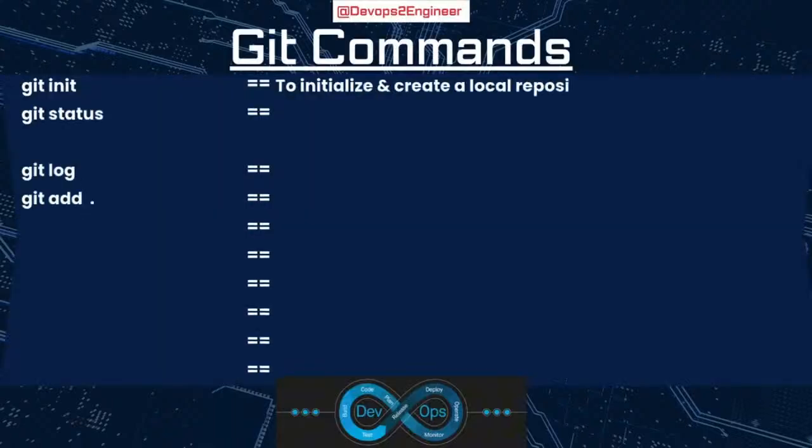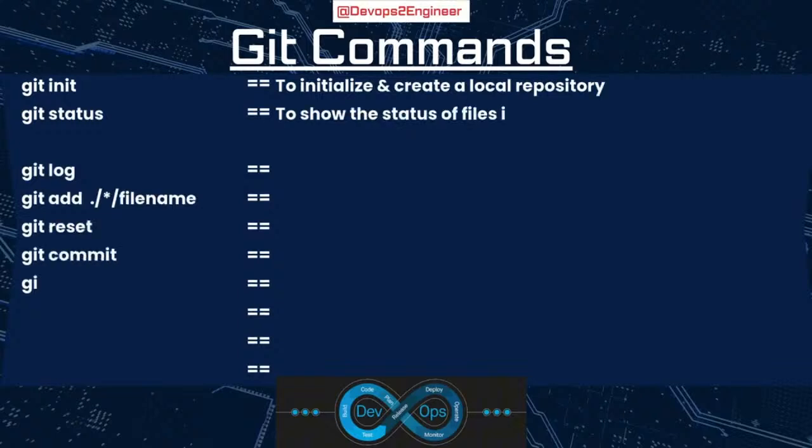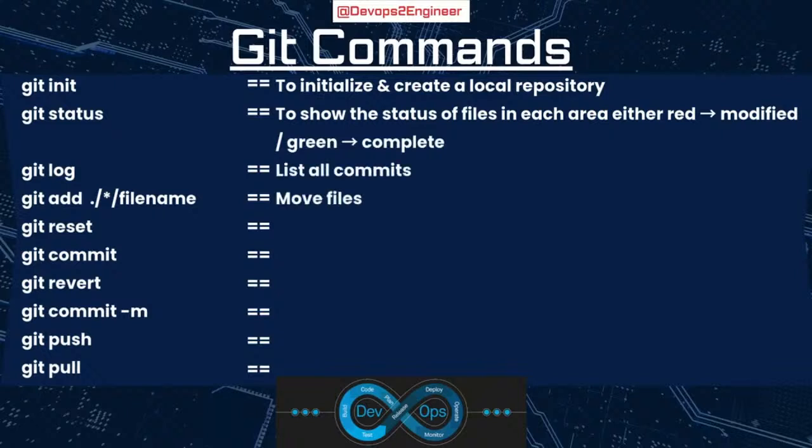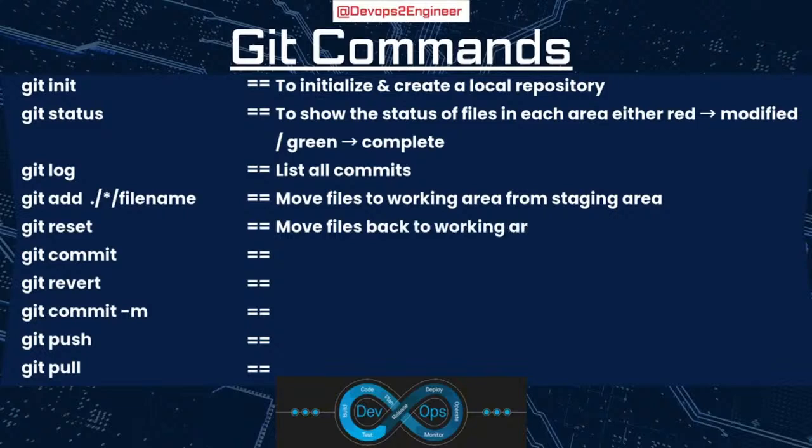The first Git command we're going to learn about is git init. Git init is to initialize and create a local repository. Git status shows the status of files in each area. Red means modified, and green means complete. Git log lists all the commits.